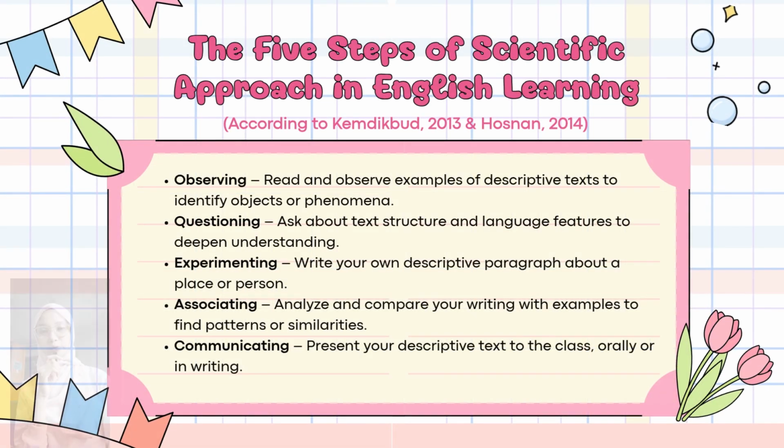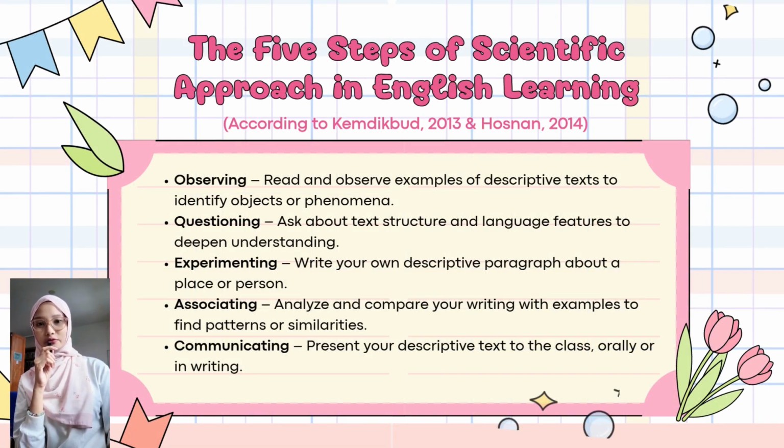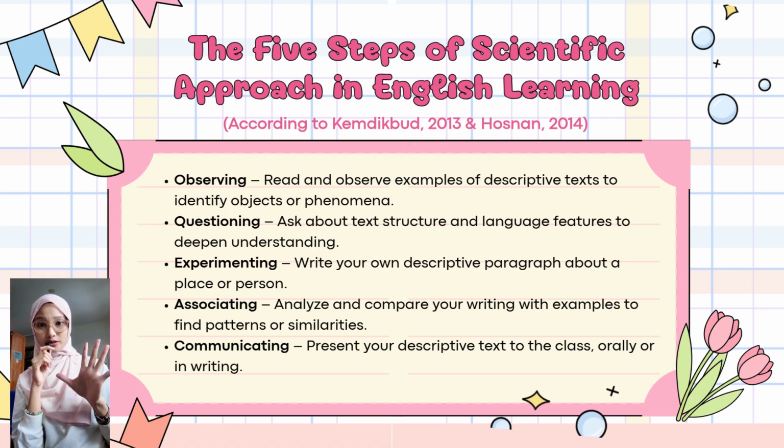Hi everyone, now I will explain the 5 steps of the scientific approach in English learning. There are 5 steps: observing, questioning, experimenting, associating, and communicating. Let's take the topic descriptive text as an example.